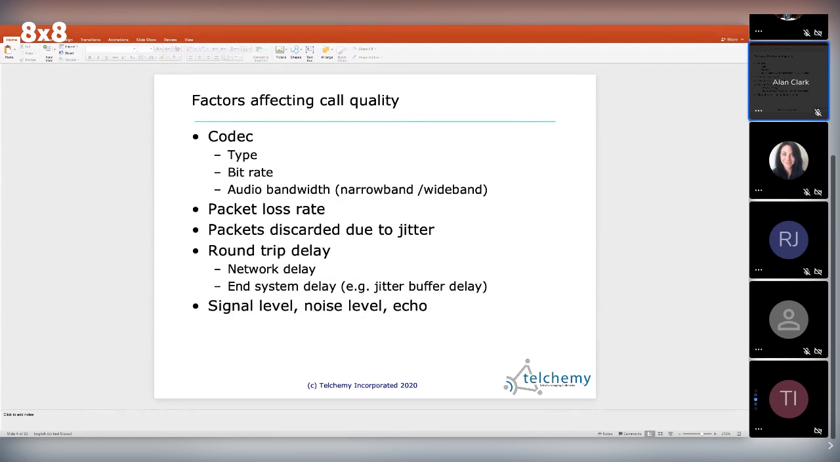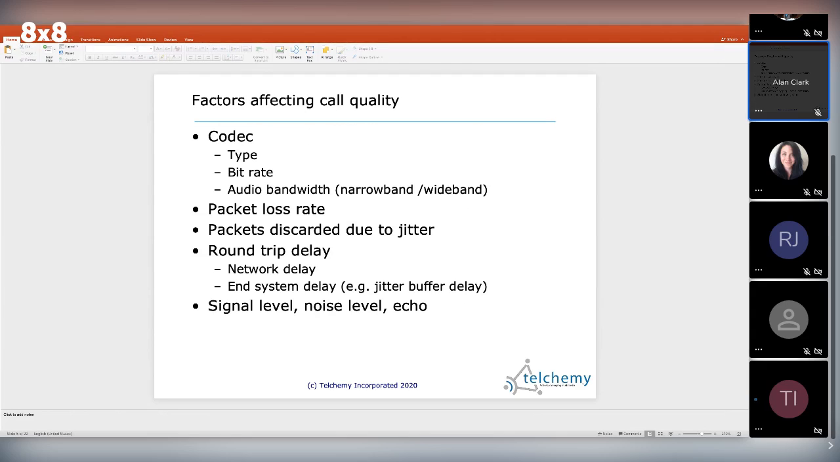So, factors affecting call quality, there's quite a few. There's the type of voice codec that's being used, the bit rate that the codec is running at, and also the audio bandwidth. Traditional telephony is narrowband. We see a lot of wideband voice today. There's also super wideband and even full band codecs. So those all affect the codec aspect, the encoding aspect of the voice quality, and then the packet loss rate.